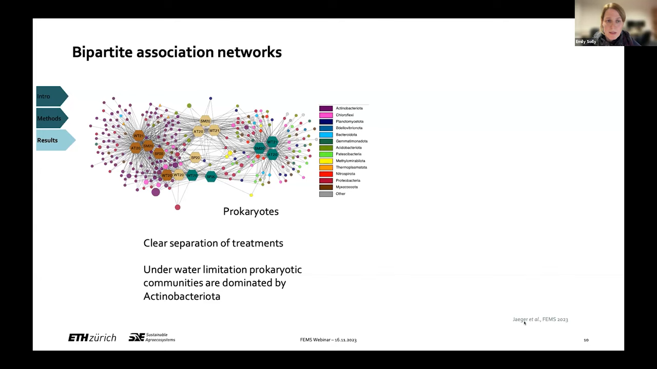Also, you can see from the graph that on the right side, where we had the severe water limitation treatment in brown, the community composition was mainly dominated by Actinobacteriota. And this makes sense because these types of organisms are actually known to be very resistant and tolerant to water limitation, and also good decomposers of organic matter. So when there's less easily available carbon to be used, they can also decompose more difficult and complex organic matter.